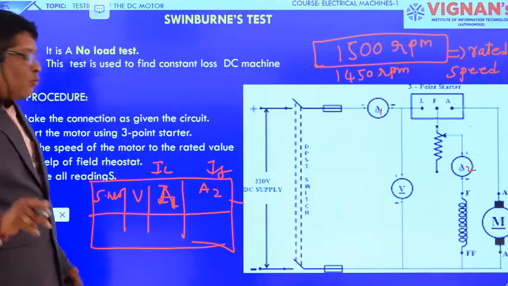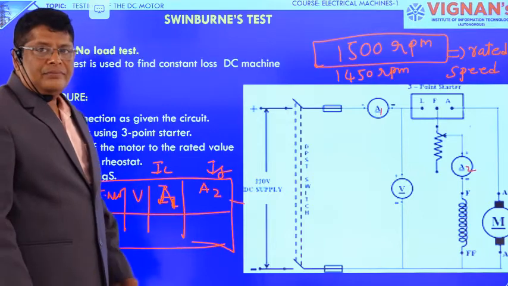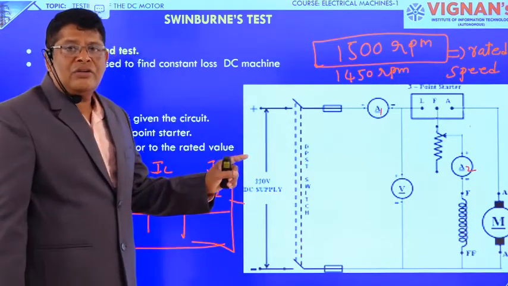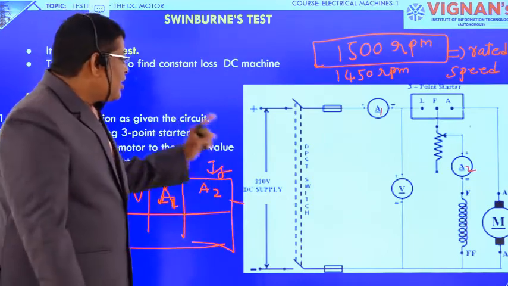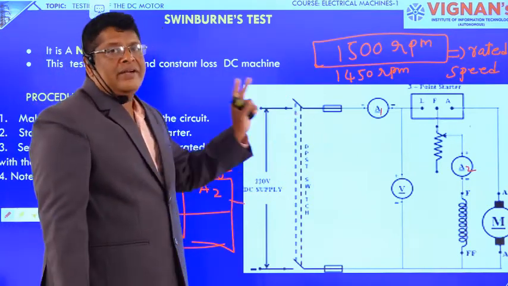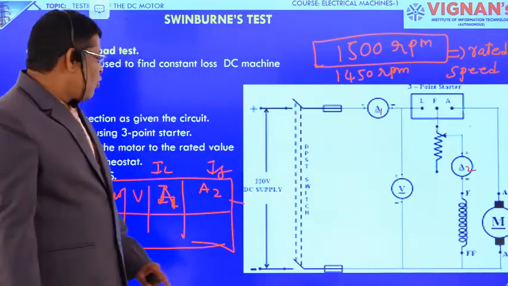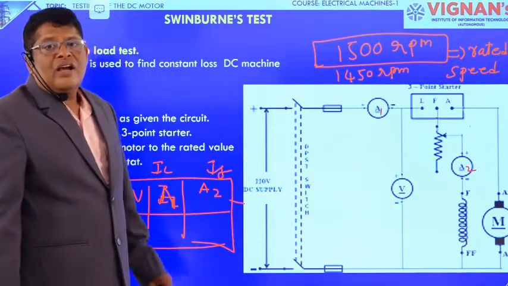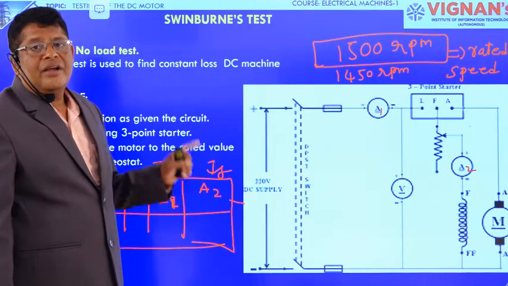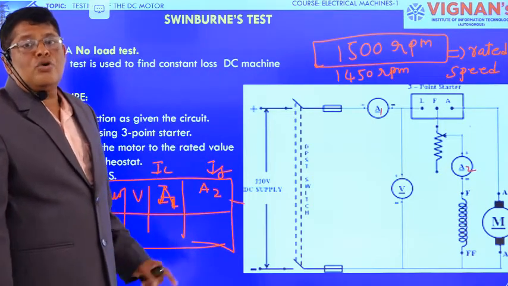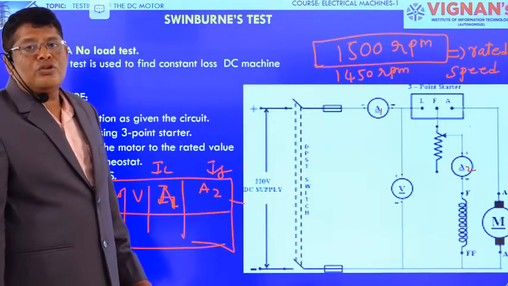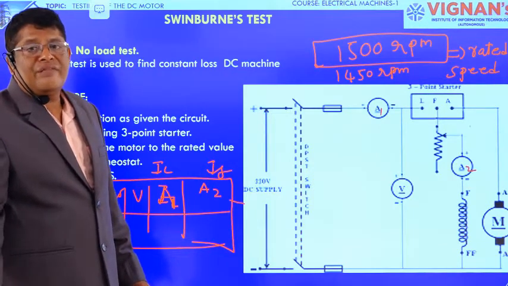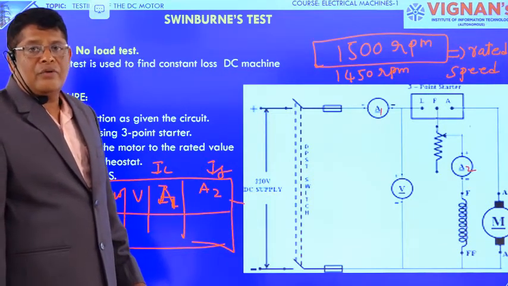Once the speed of the motor reaches the rated value, then you have to note down the reading of the voltmeter and 2 ammeters. Now by using this data, we are going to calculate the constant losses in the motor. Those constant losses we are using to find the efficiency of the motor.